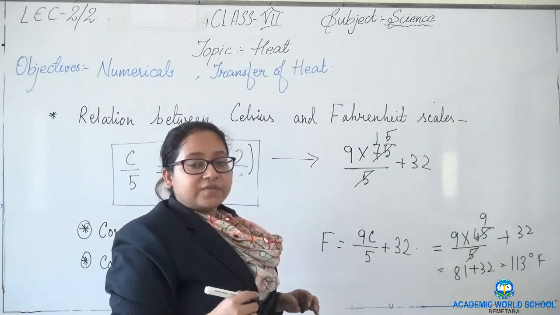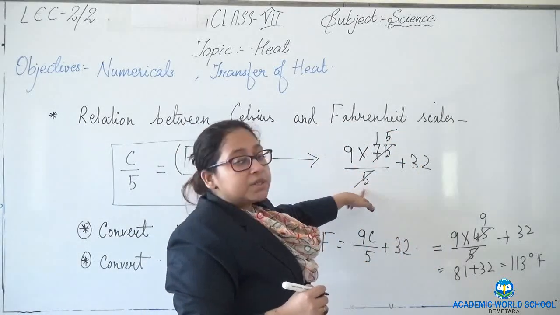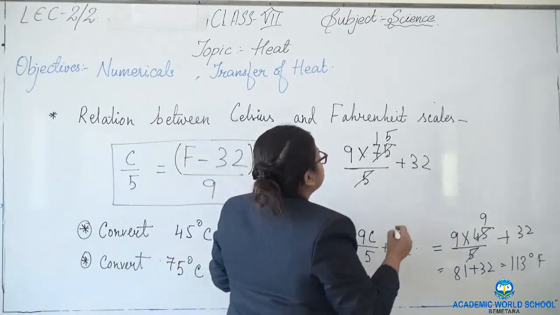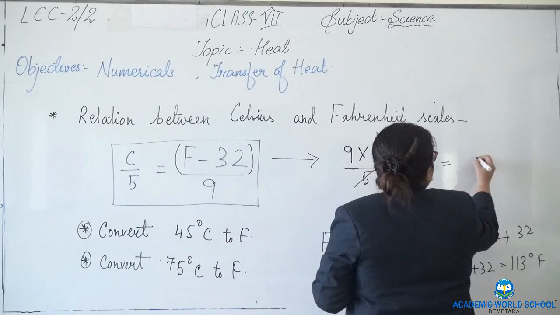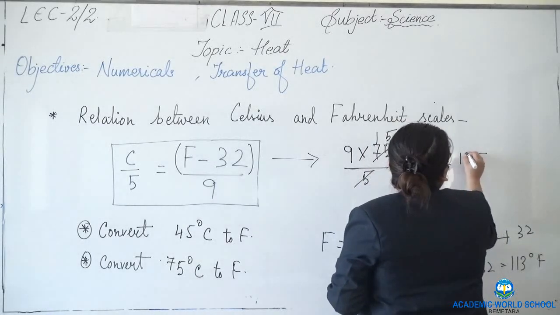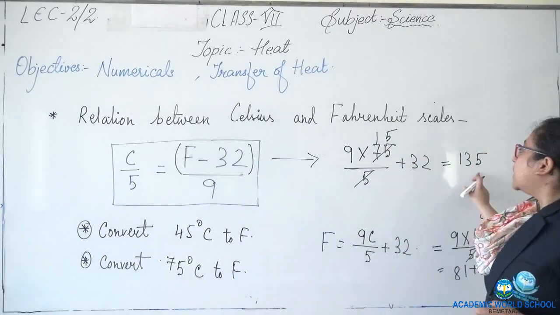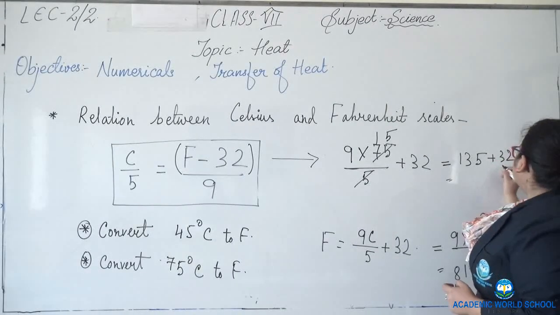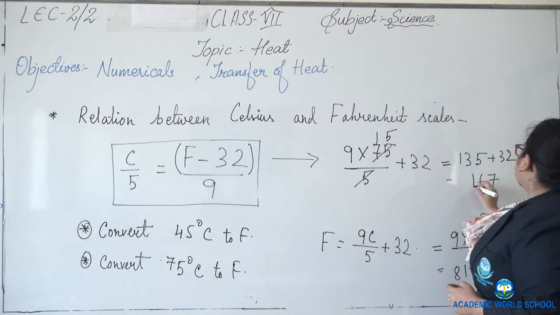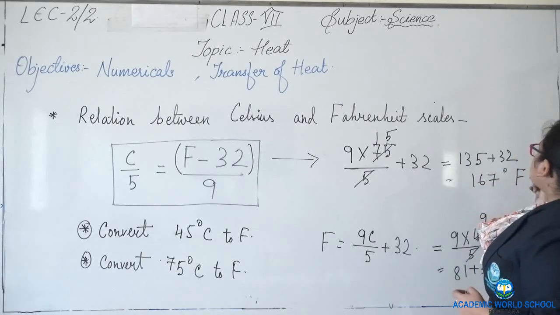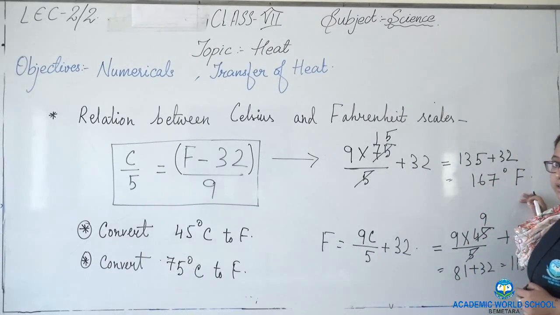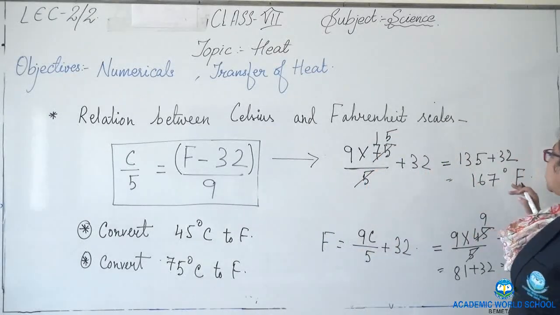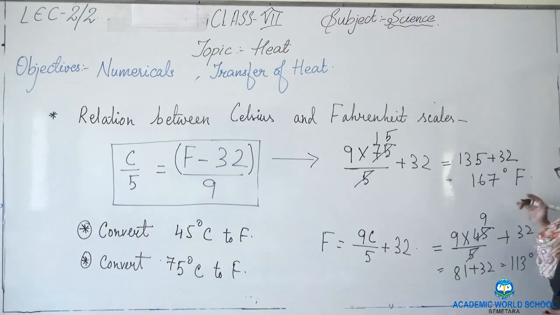15 5s are 75, so 75 is divisible by 5. 15. Now 15 into 9 plus 32. So we will get 15 into 9, it's 135 plus 32. So it's equal to 167 degree Fahrenheit. Clear? So 75 degree Celsius is equal to 167 degree Fahrenheit.